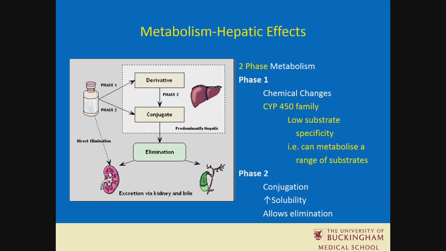And then there's phase 2 metabolism, which is conjugation, and only occurs in the liver. The idea for that is to increase the solubility of the modified compound so it can be excreted in the kidney. And if you remember, the more soluble a drug is, the more easily it is to be excreted.